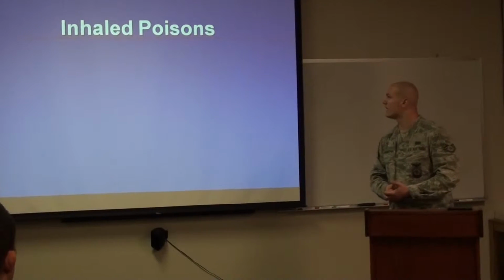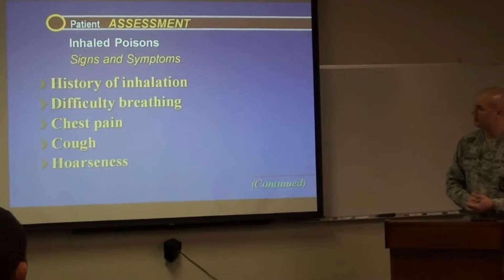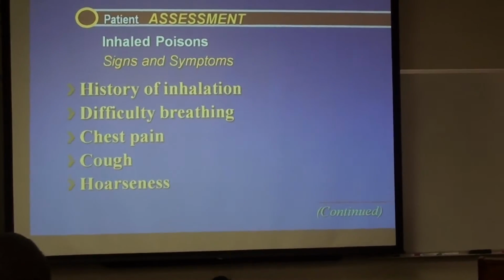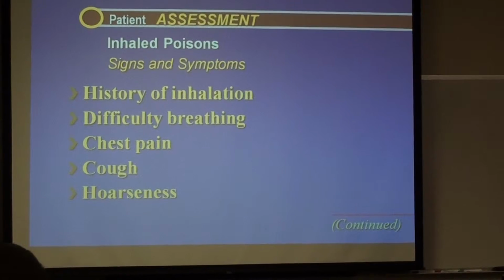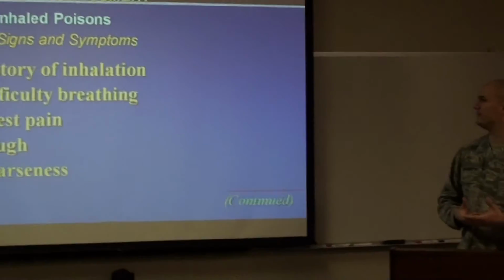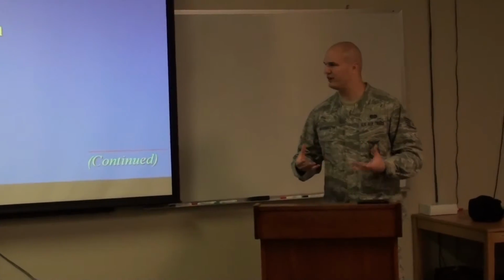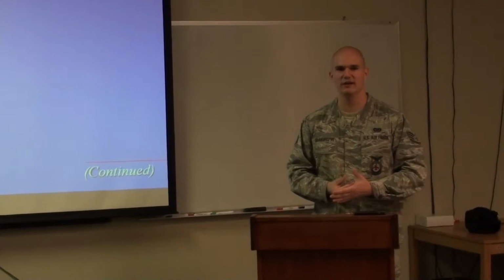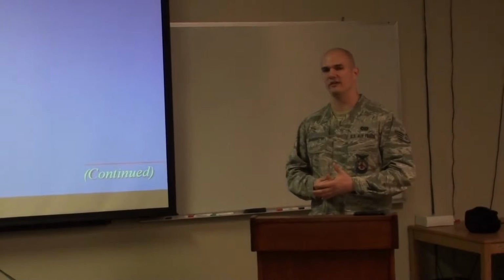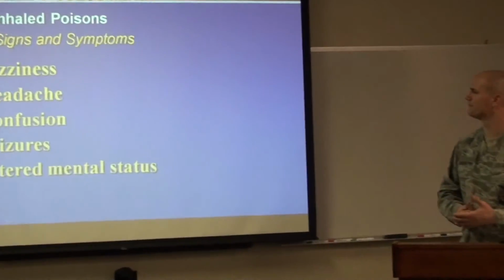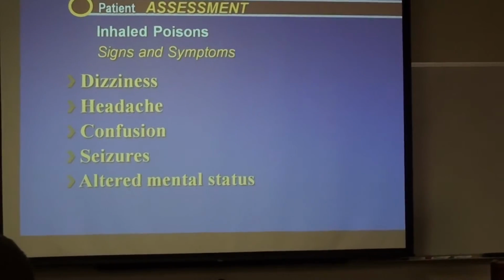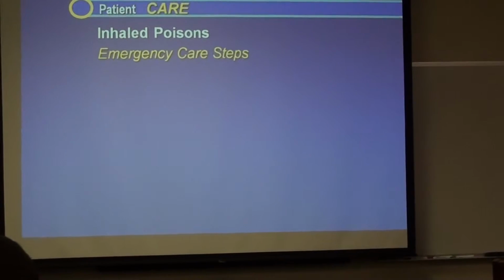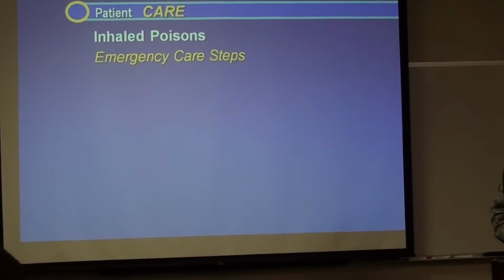Inhaled poisons. Some patient assessment things you want to look at for an inhaled poison would be the history of inhalation, any difficulty breathing, chest pain, cough, hoarseness. These are just common things that anybody's going to have when they're having an attack of inhaled poison. Dizziness, headaches, confusion, seizures, altered mental status. Patient care for this is going to be as follows.